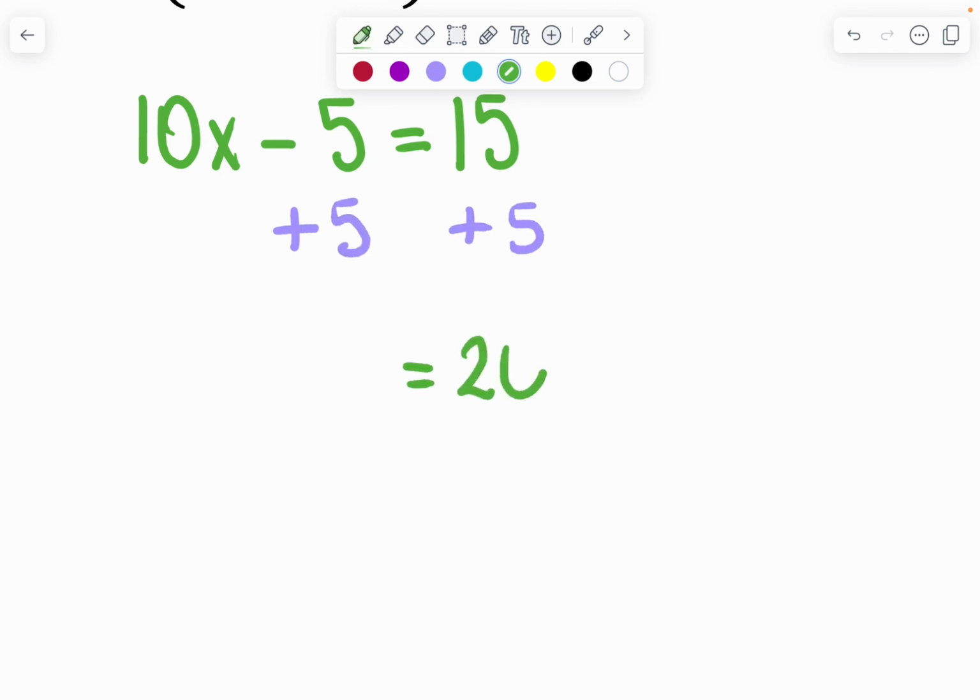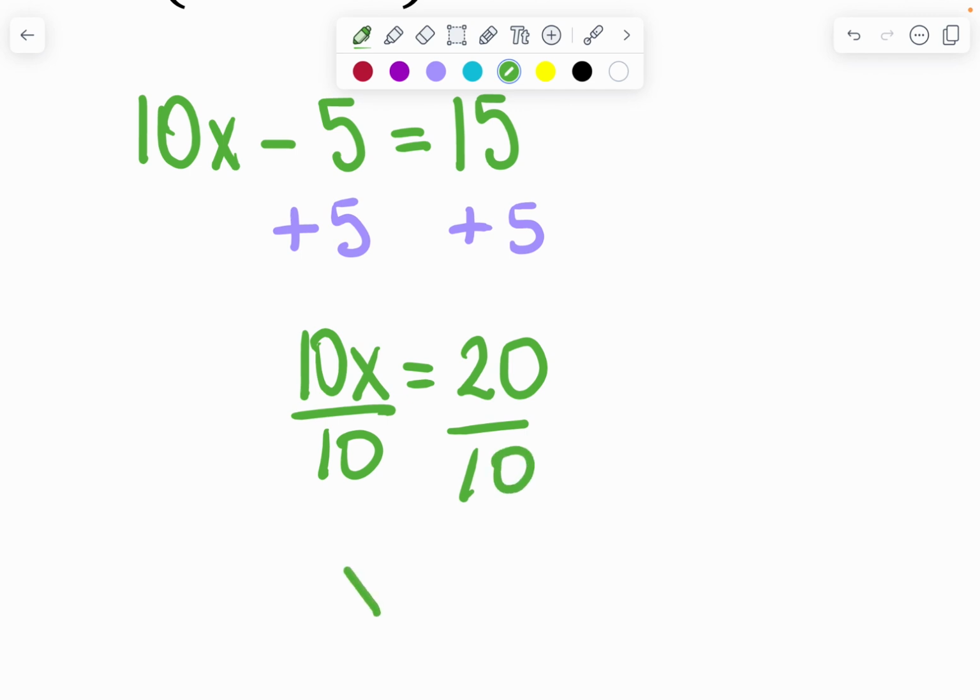15 plus 5 is easy. -5 and 5 together make a 0, so I don't have to write 0, so I just have to write the thing that's still there, which is 10x. What's x with? 10. How are they connected? Multiplication, which we undo by division, and so 20 divided by 10 is 2, and ta-da, we're done.